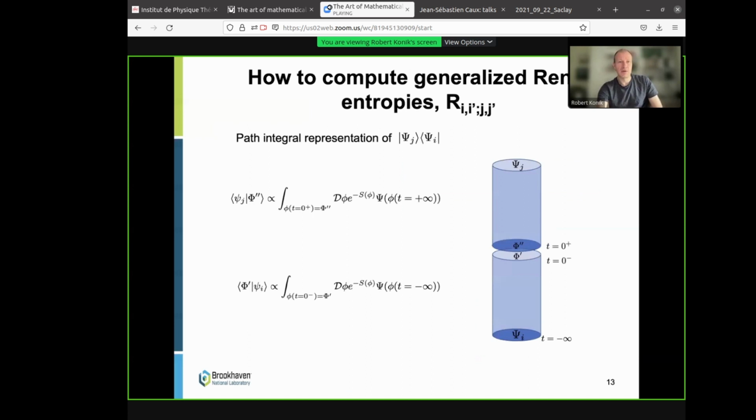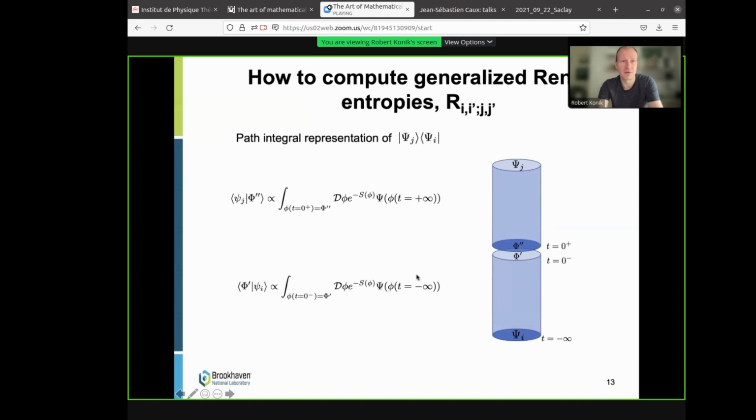So how do we go about computing such an object? Let me walk you through how one can do this. To do so, you can employ path integral representations of the states. In a cartoon way, you can write the overlaps of general states as path integrals over half infinite cylinders as pictured here, where the operators that we're interested in, psi i and psi j, are inserted at t equals infinity or t equals minus infinity in these path integrals.